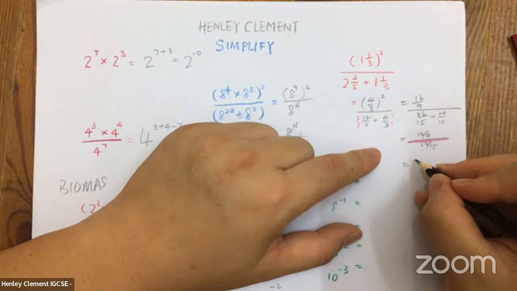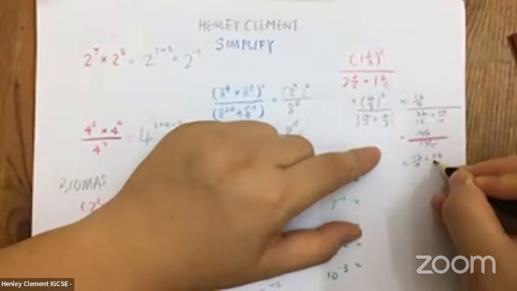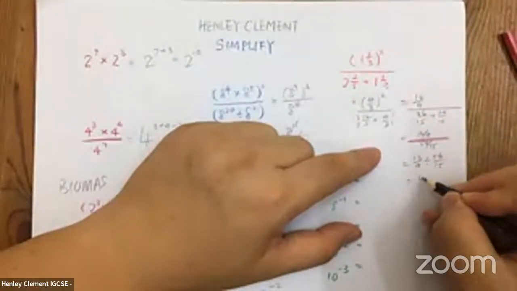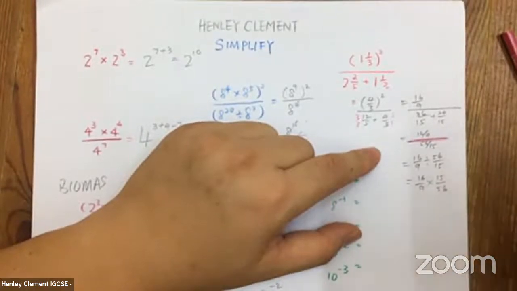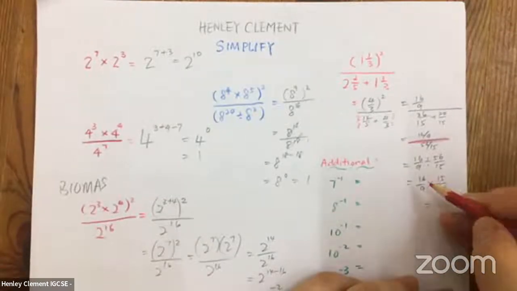So it looks like 16 over 9 divided by 56 over 15. So you need to turn it over. So it's 16 over 9 times 15 over 56. Okay. So we need to solve this one.